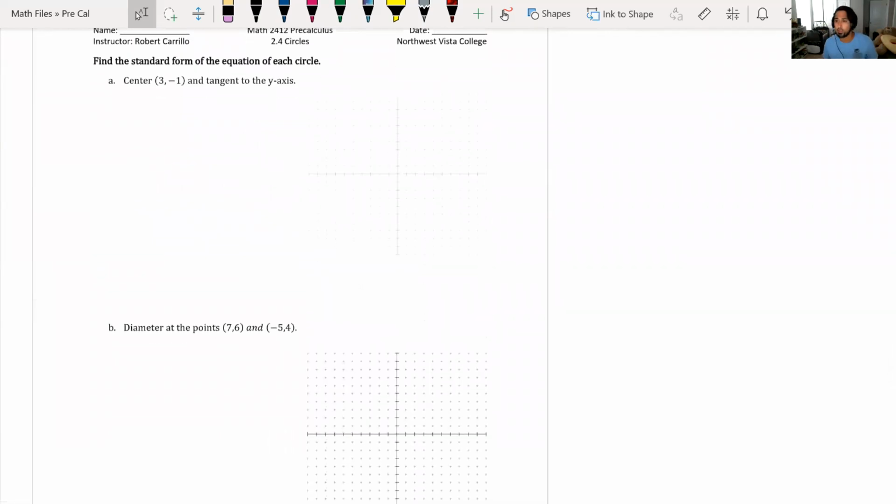Okay, next ones are just fun. I say fun, right? We want to find the standard form of each circle, and they give us clues. They say the center is at 3, -1, and tangent to the y-axis.